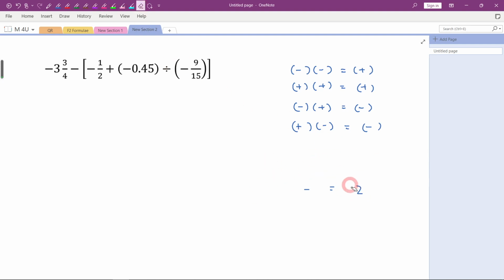Now, let's try this one without using a calculator. So this, you can change this to improper fraction first if you want. If you don't want, you want to copy this one, it's okay. But personally, I like to change it to improper fraction first. It's up to you. You don't want to change it, it's okay. 3 times 4, you get 12. 12 plus 3, you get 15. Okay.